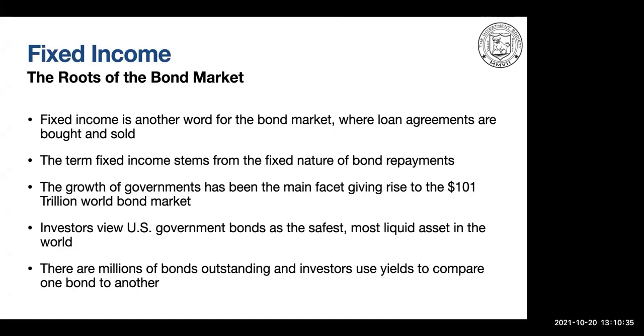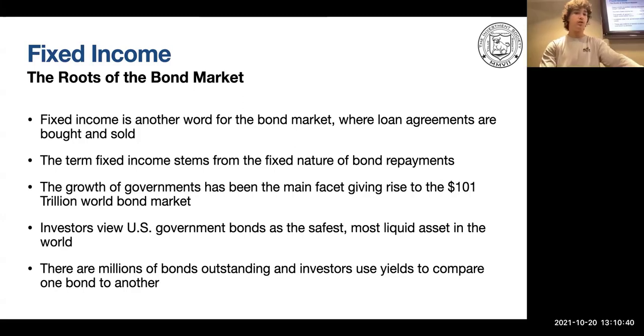And the growth of the governments has been the main facet giving rise to the $101 trillion world bond market. Investors view U.S. government bonds as the safest, most liquid asset in the world. That's just because the U.S., unlike many other countries, has a set ability to tax people and gain a consistent revenue off of taxes. So that's why people are looking at the U.S. as the safest one. And there are millions of bonds outstanding, and investors use yields to compare one bond to another.